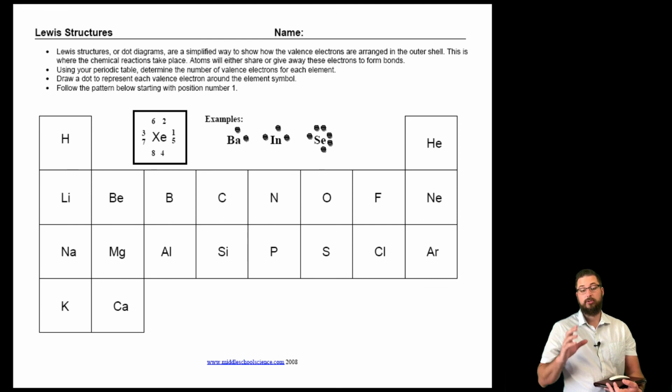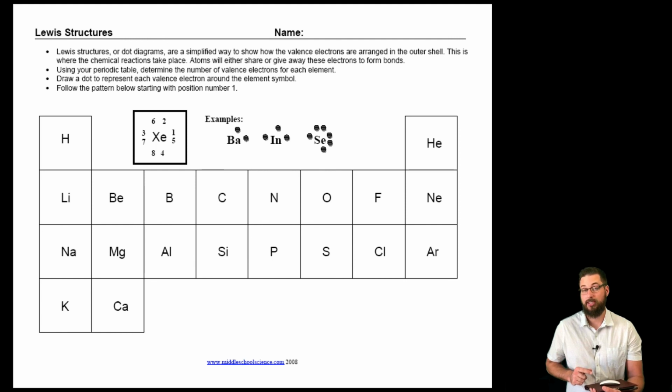Now, go ahead and write the Lewis dot structures for all of these elements. Look at the answer key on my website to make sure that you got it down. You will see that each column should look the same in terms of the orientation of the dots. And that's it.